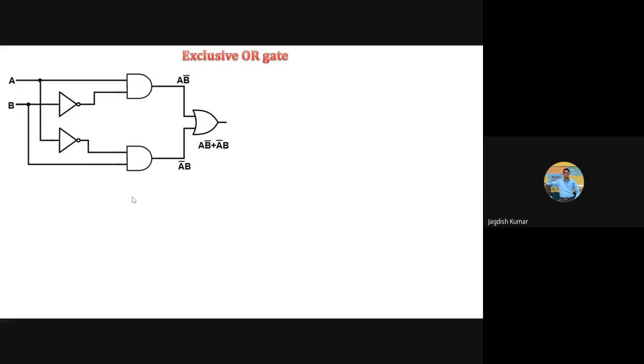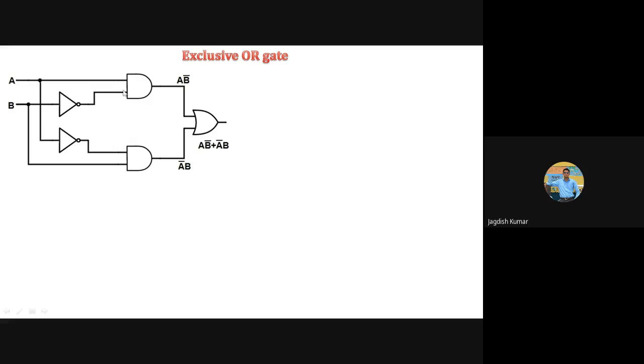Let us try to first understand exclusive OR operation with the help of AND, OR, and NOT gate. So this is the circuit which is showing implementation of exclusive OR expression with the help of AND, OR, and NOT gates. So you can see, this is an AND gate. So what is the input to this? A directly going to this, and B NOT. This is B bar. So B bar means NOT operation of B.